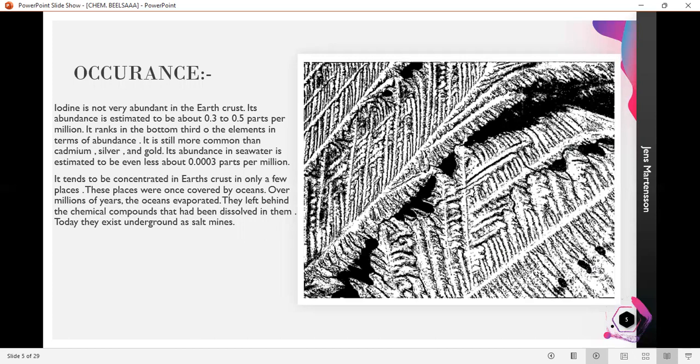It tends to be concentrated in Earth's crust in only a few places. These places were once covered by oceans. Over millions of years, the oceans evaporated. They left behind the chemical compounds that had been dissolved in them. Today, they exist underground as salt mines.